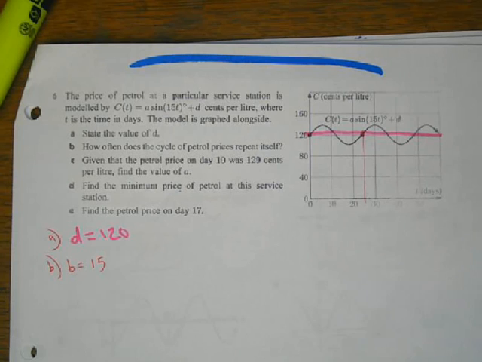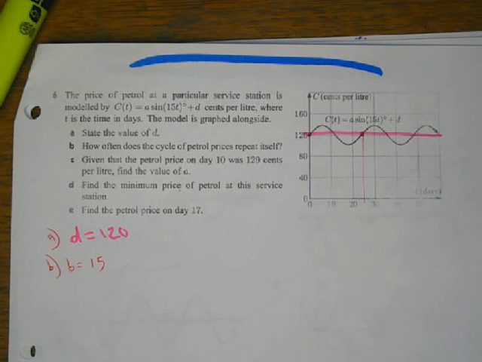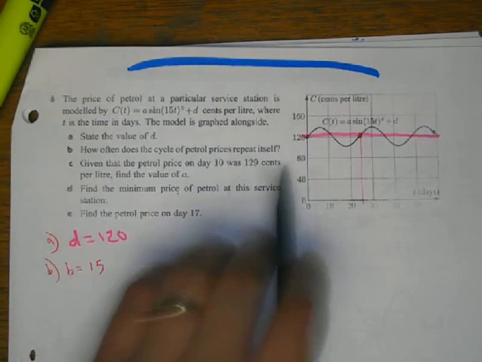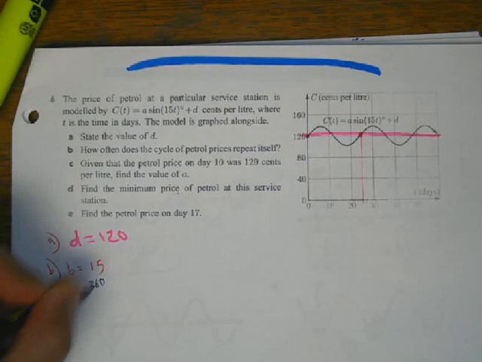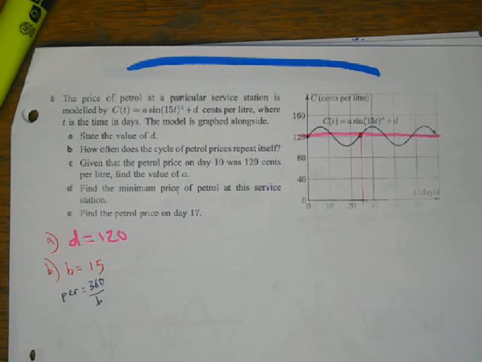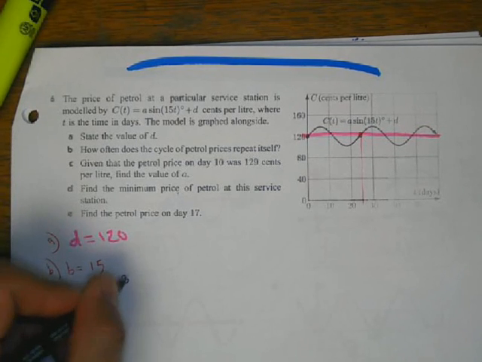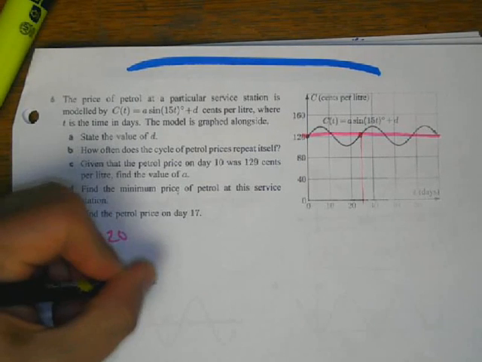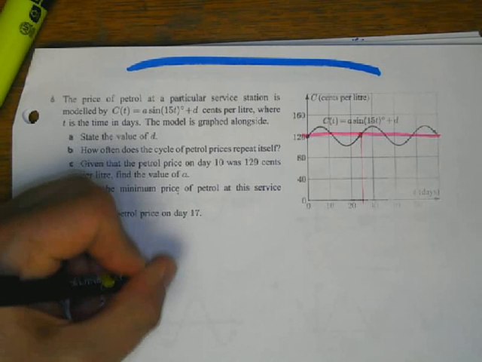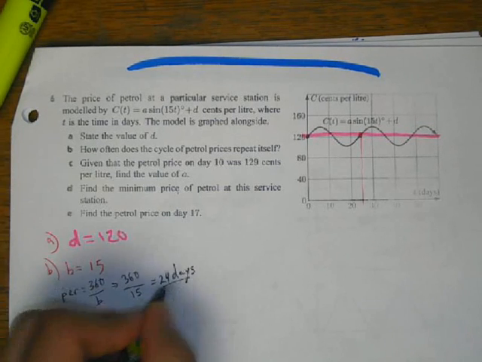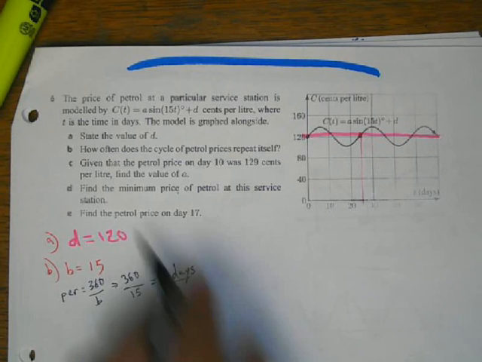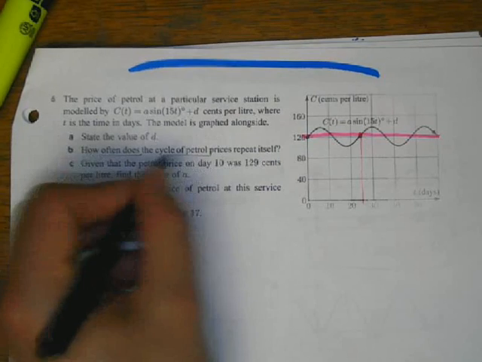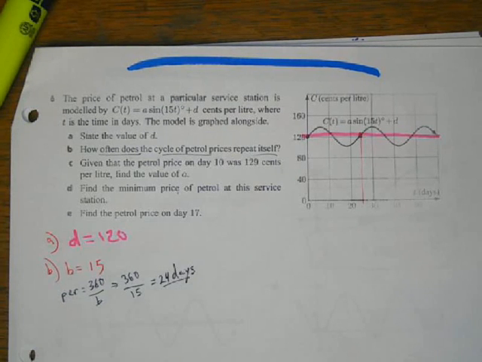So if B equals 15, then we can say that the period is equal to 360 divided by B. And so we could say that that's equal to 360 divided by 15, which is equal to 24 days, since T is in terms of days. Okay, so how often does the cycle repeat itself? Every 24 days.